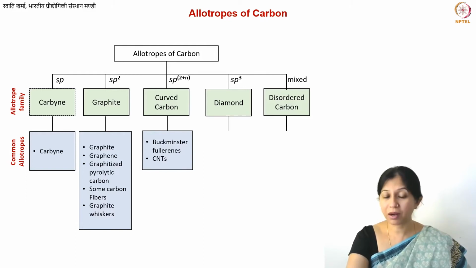In the case of curved carbon, of course, the primary member is the Buckminster fullerene.